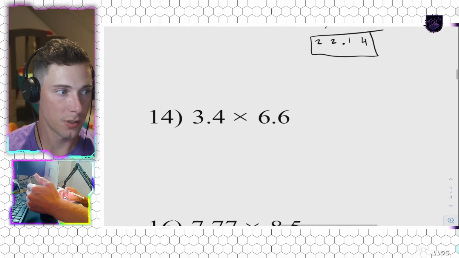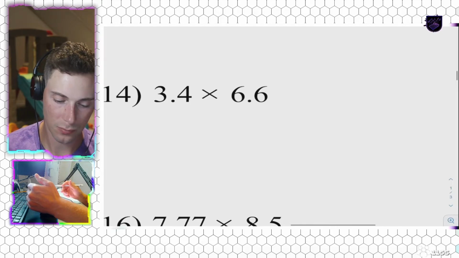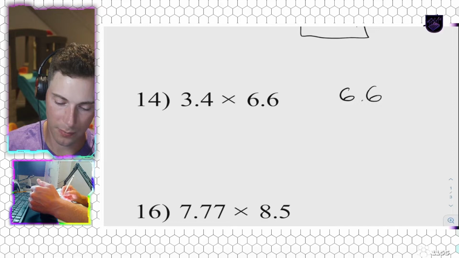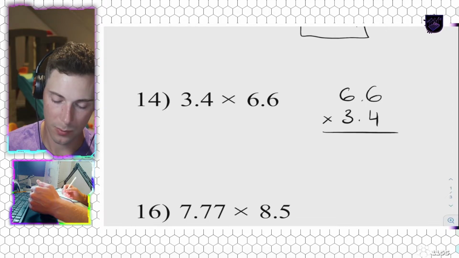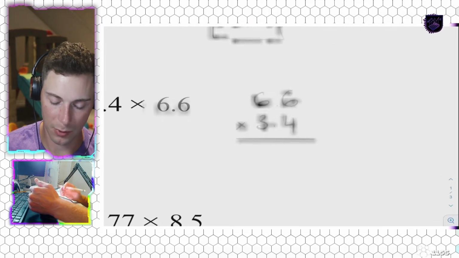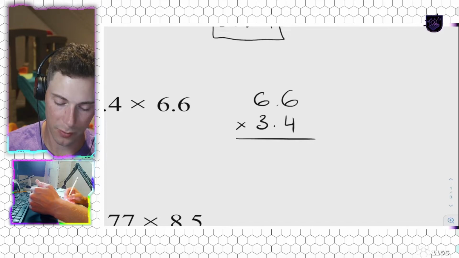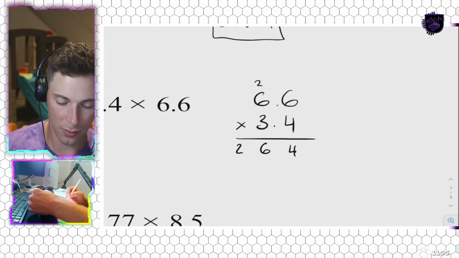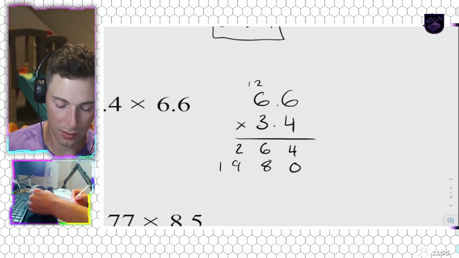Question number 14. I'm going to go 6.6 on top and 3.4 underneath. And we're going to simply do our multiplication. 4 times 6 is 24. Write the 4, carry the 2. 4 times 6 is 24 plus 2, write the 6, write the 2, put the 0. 3 times 6 is 18. Carry the 1. 3 times 6 is 18 plus 1, 19.